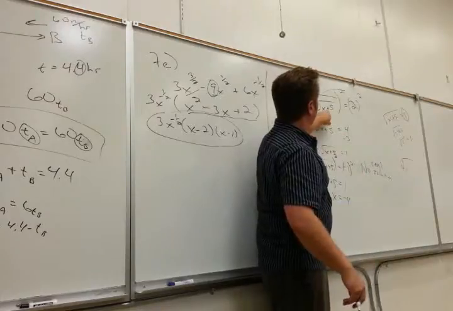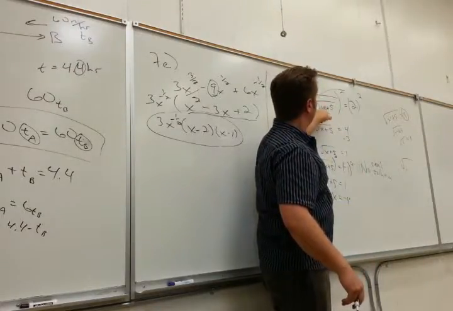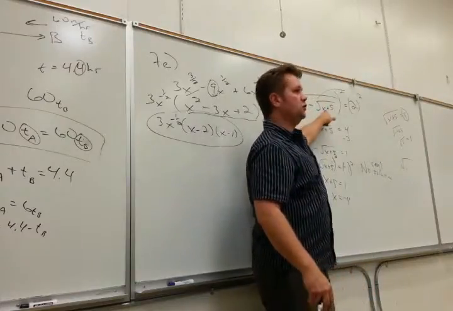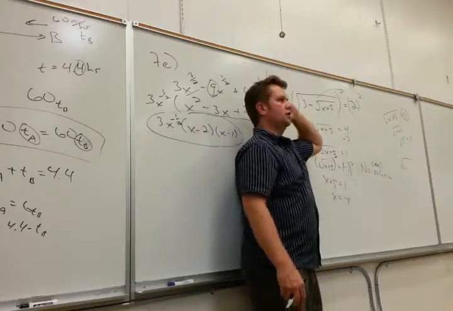If you plug in negative 4, you get negative 4 plus 5 is 1. Square root of 1 is 1. 3 minus 1 is 2. The square root of 2 is not 2. Yeah.